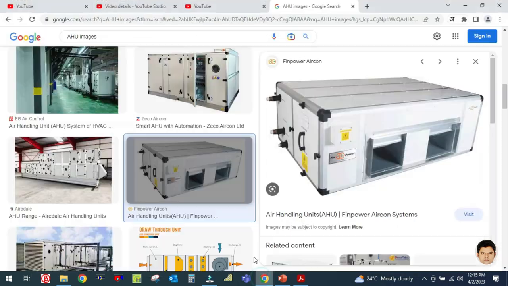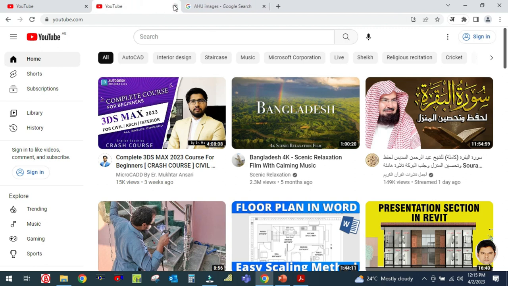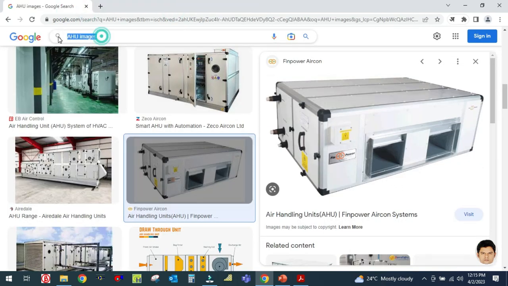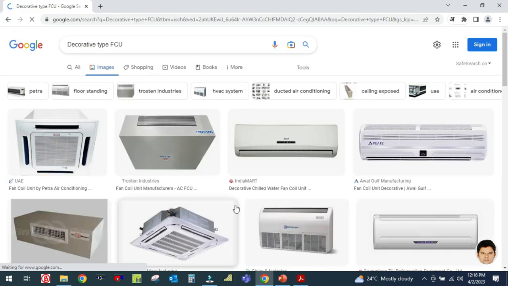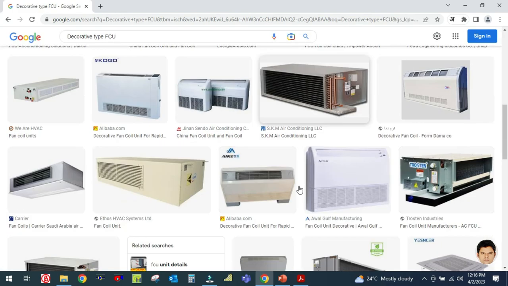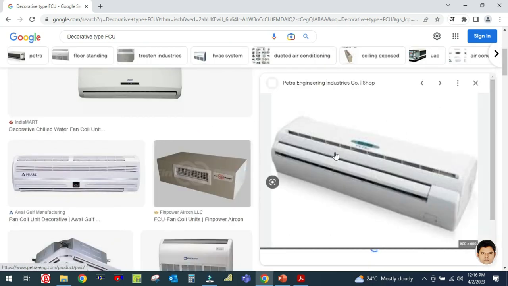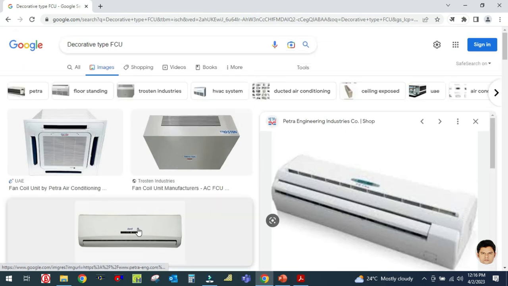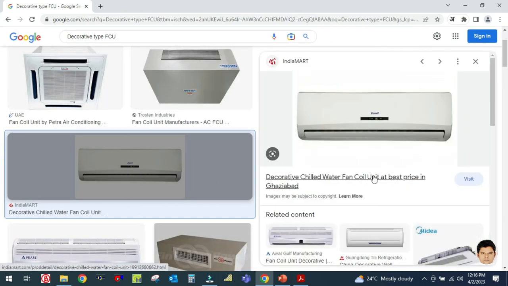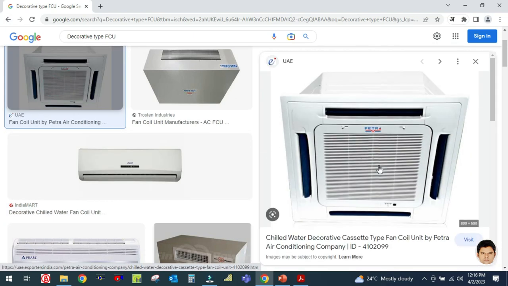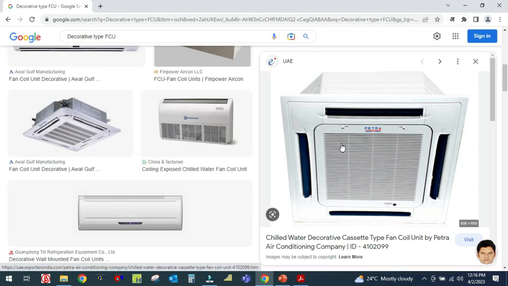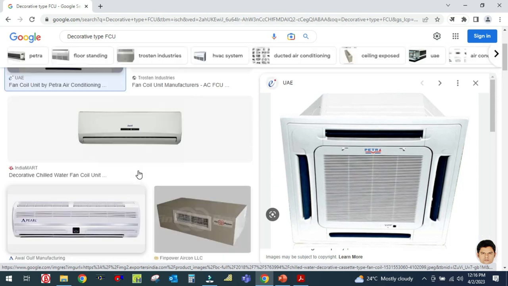So decorative type fan coil unit, I will show you here. These are the decorative type fan coil units, called split type. This is called a split unit, or is also called decorative type fan coil unit. Okay, and this is also a fan coil unit, called FCU. This decorative type cassette unit is actually a cassette unit, but it is called decorative type fan coil unit.